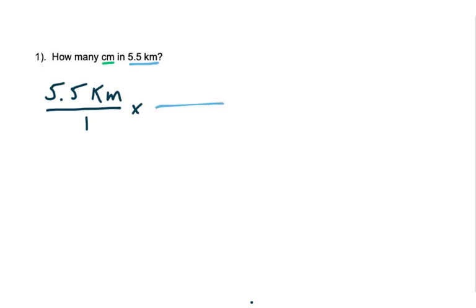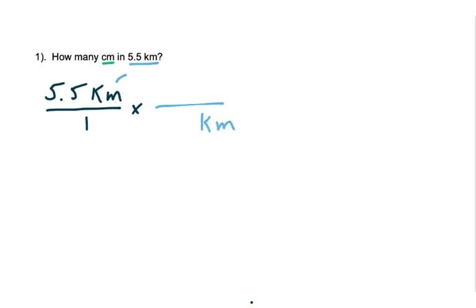A lot of times people have trouble remembering which way these conversion factors go. The thing you need to remember is we want to be able to cancel out these kilometers. Just like in fractions, if you have the same number in the numerator and the denominator, with conversions, if you have the same unit in the numerator and denominator, it will cancel out. So we're going to put kilometers in the bottom.